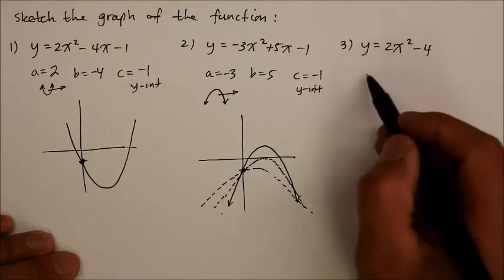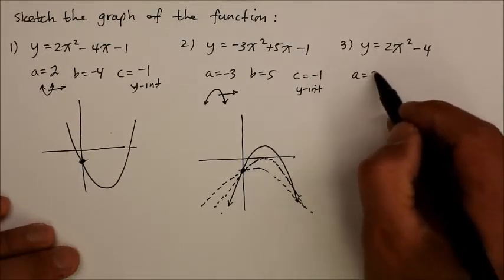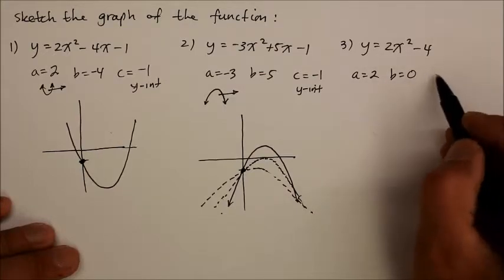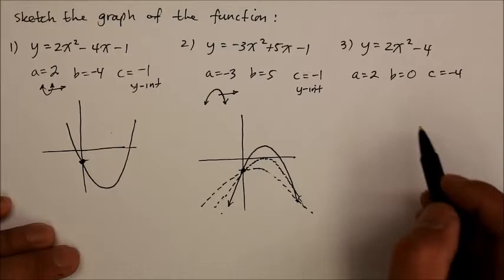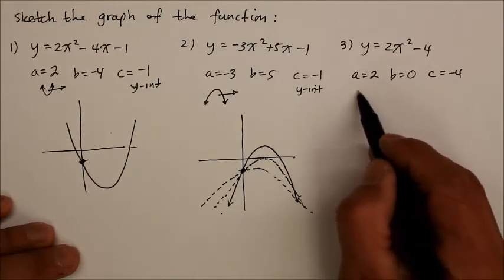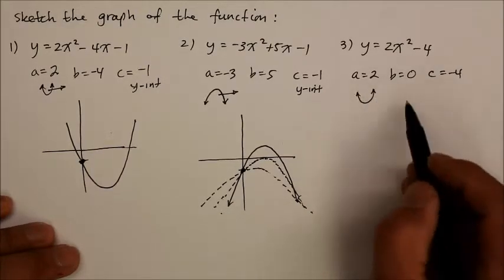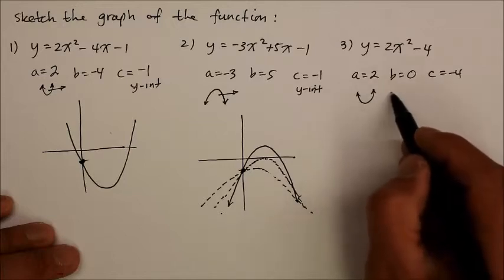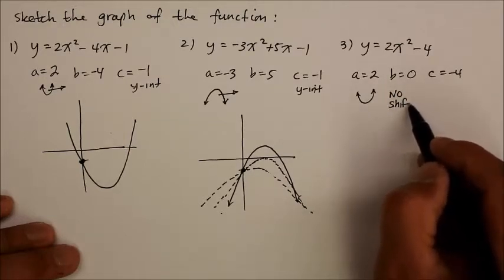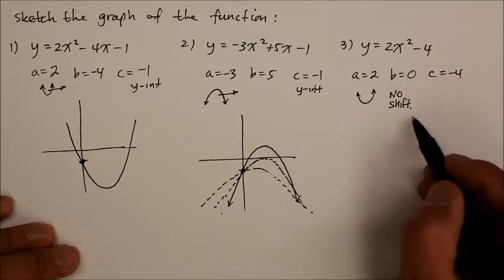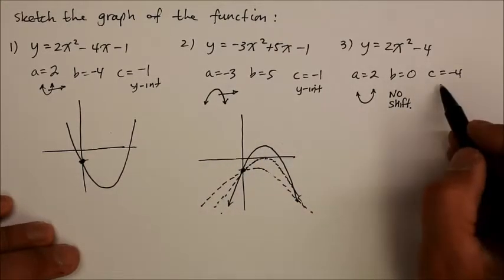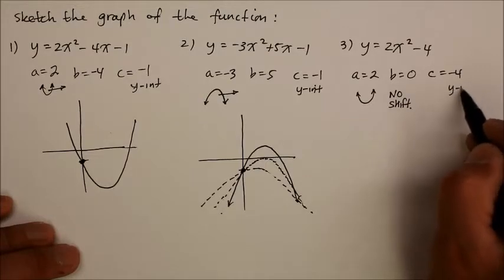Okay? Now, number 3. A is 2. B is, hey, there's no B. So it's a 0. And C is a -4. A says it's positive, opens up. But B is a 0. When there is no B, there's no shift. It will stay right there in the dead center. It's not going to go left or right. It will be right there in the middle. And the y-intercept is -4.